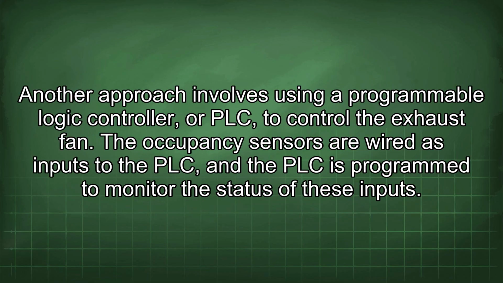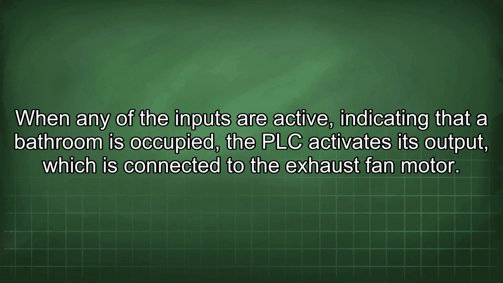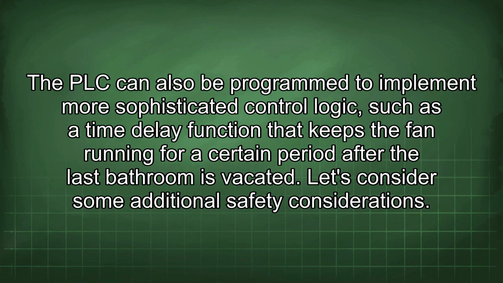Another approach involves using a programmable logic controller, or PLC, to control the exhaust fan. The occupancy sensors are wired as inputs to the PLC, and the PLC is programmed to monitor the status of these inputs. When any of the inputs are active, indicating that a bathroom is occupied, the PLC activates its output, which is connected to the exhaust fan motor. The PLC can also be programmed to implement more sophisticated control logic, such as a time delay function that keeps the fan running for a certain period after the last bathroom is vacated.